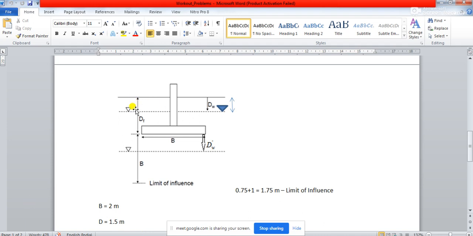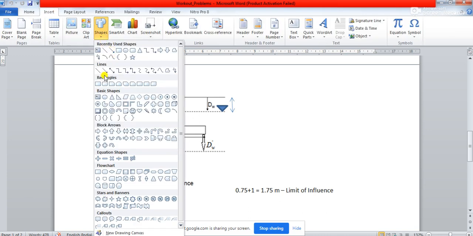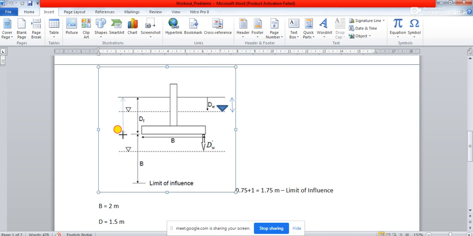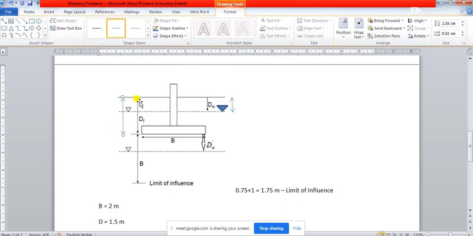One zone you take up to this Df. That means you take one zone up to the depth Df, and the other zone you take from the base of the footing to the limit of influence. The limit of influence will be up to the depth B. If the water table is somewhere here, then it is outside the limit of influence.